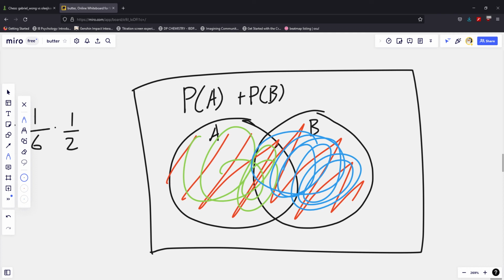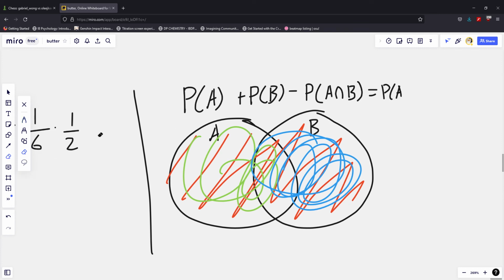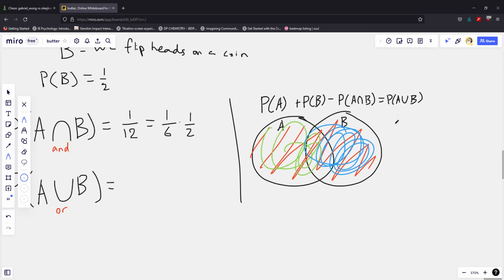But you'll notice that we have a bit of an overlap in the middle. And this is no good because now we've counted the middle twice. We only need to count it once. So we're going to subtract the intersection area. And this will give us our union. And I need to erase this wall, it's in the way. Like that.